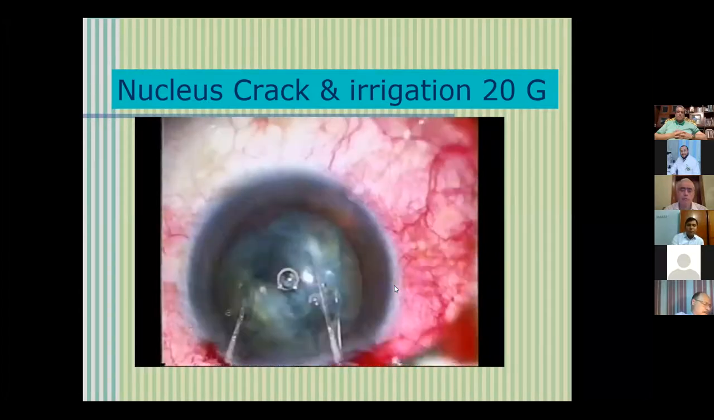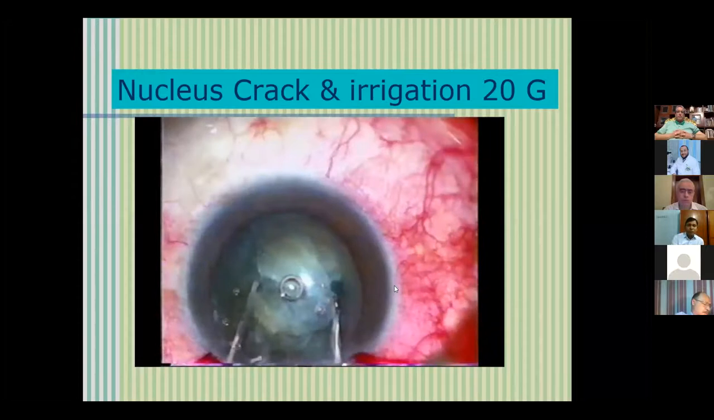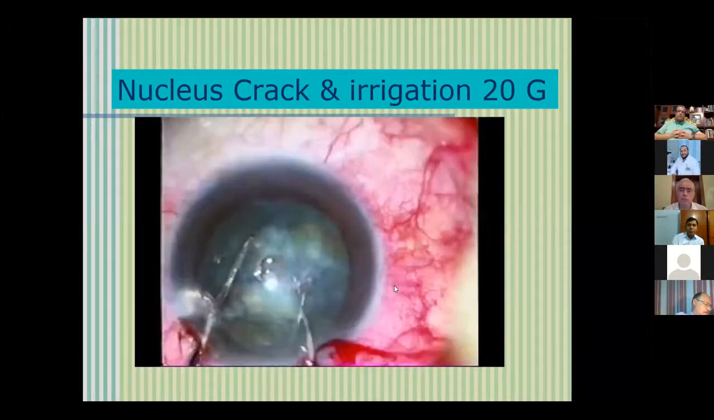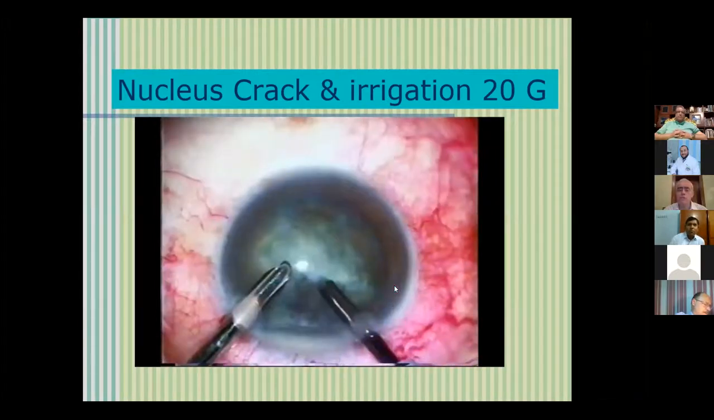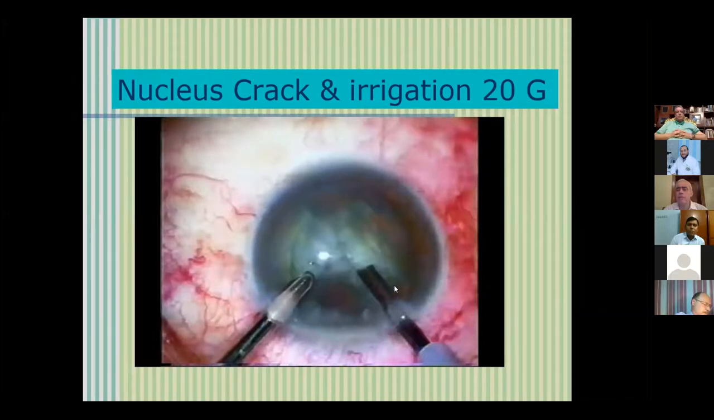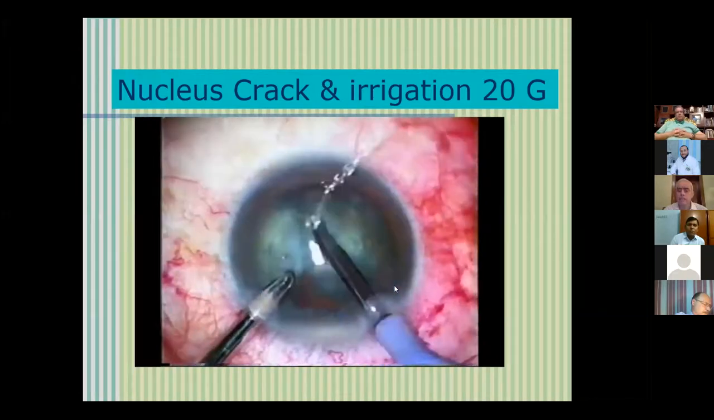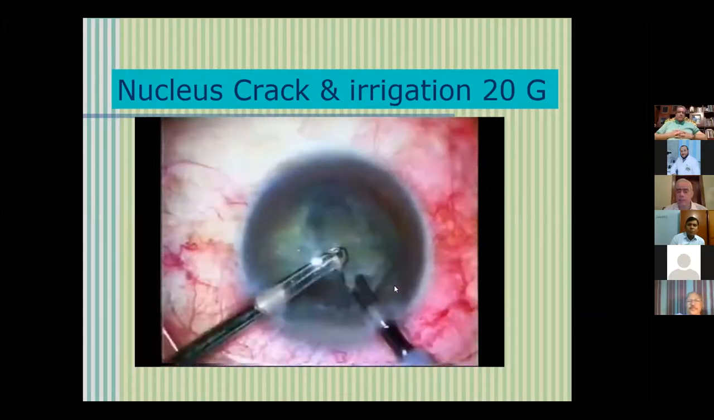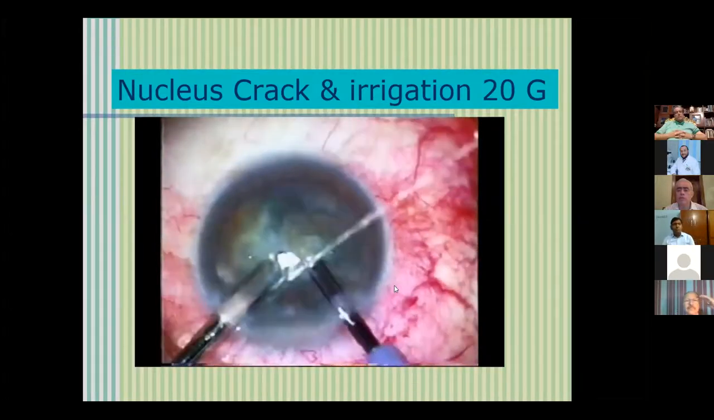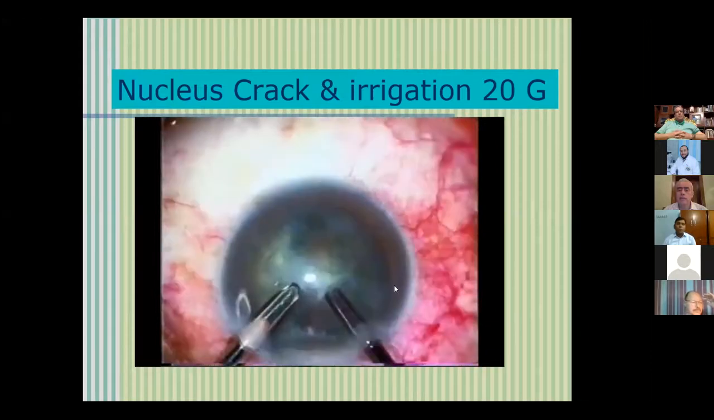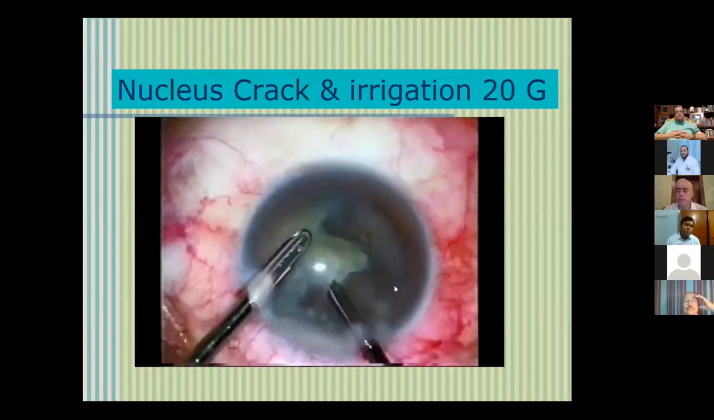Then you move it 180 degrees, and you do the same to make it quarters. By doing this, you have eliminated 1 step, and you don't have to have a chopper. Just an irrigation handpiece in your left hand, and you can see the movement of the nucleus parts is getting easier toward the phaco tip, the bare phaco tip.